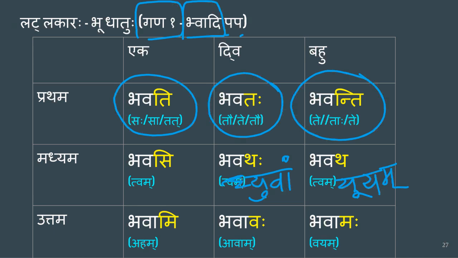Like for example, Saha also. Saha Bhavati, Sa Bhavati, Tat Bhavati. Tau Bhavataha, Te Bhavanti. What is tau? That is not tau, tat, te only, sorry, that is also not correct, te. Yeah, that is also te.